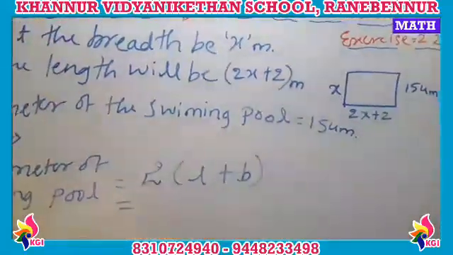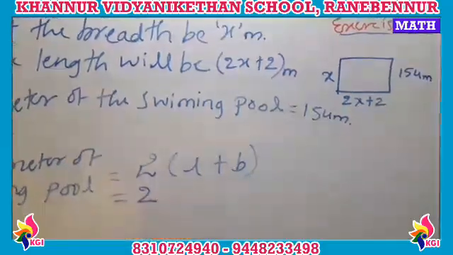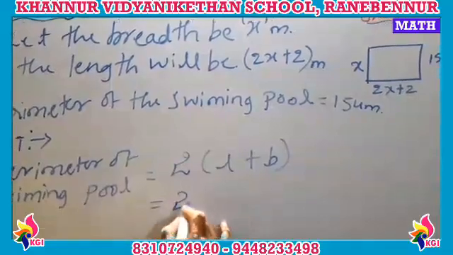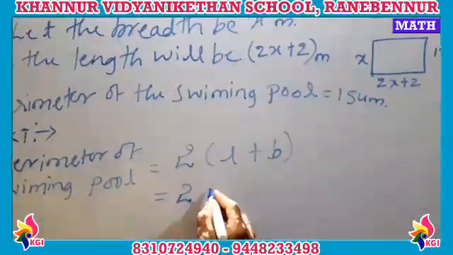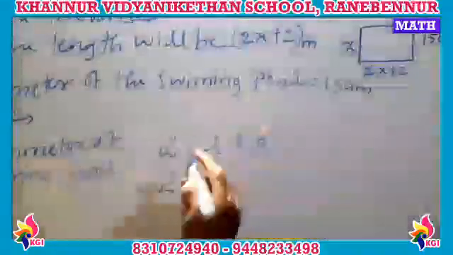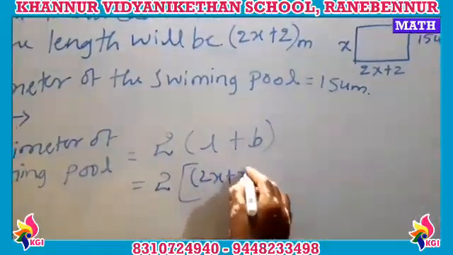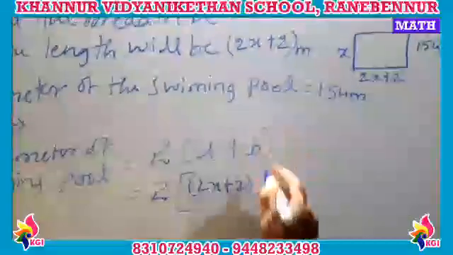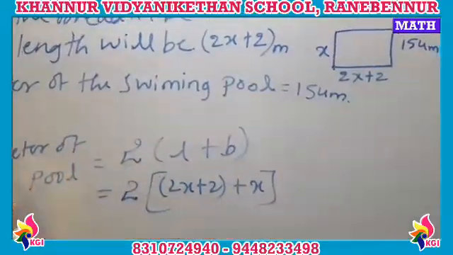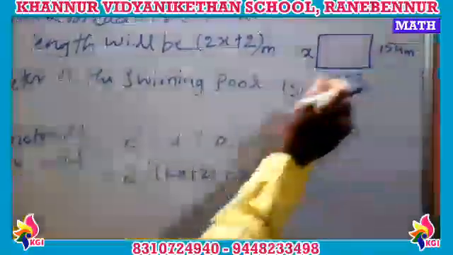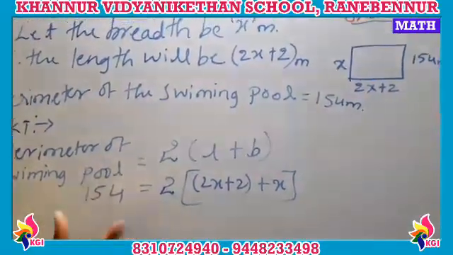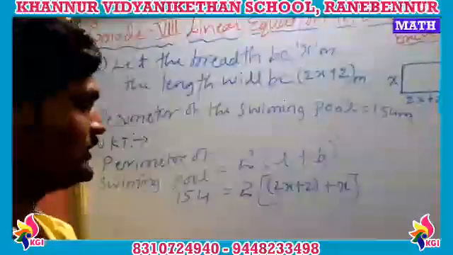Okay. So next, here I am going to write 2. Then next, length we know in terms of x, so I can write it here as 2x plus 2. Then what is the breadth? Plus x. So this is all given. The perimeter of the swimming pool is given by them, no? How much is it? 154. So now I have got the equation, right? Then I can solve this.